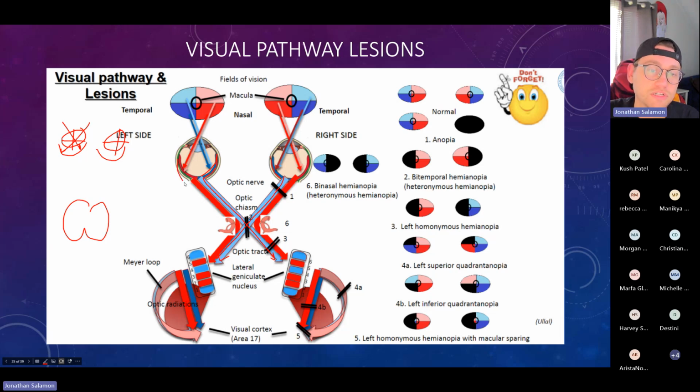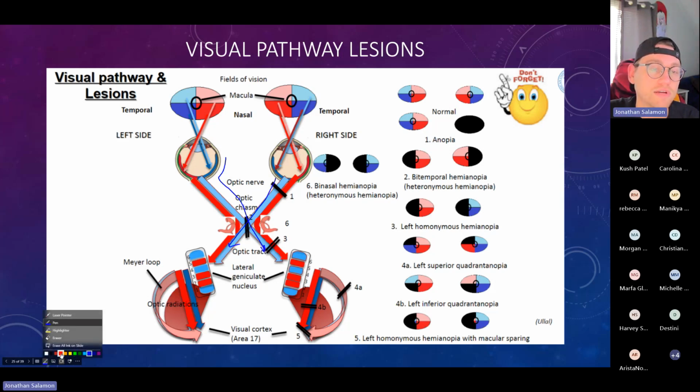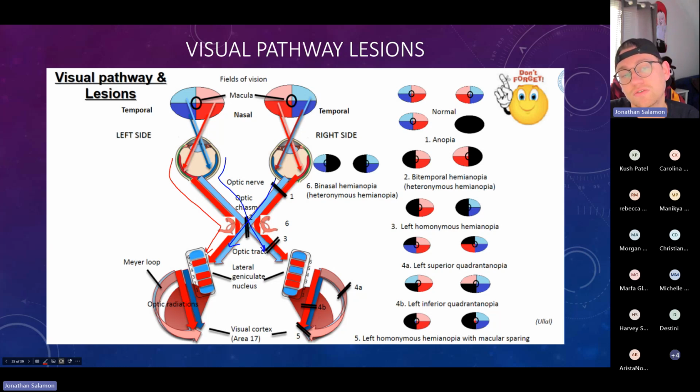From the lateral portion of the retina, I should use a different color. Can I do that? I should fix this. Okay, so from the medial portion of the retina, it crosses immediately at the optic chiasm. From the lateral portion of the retina, it doesn't cross. It kind of sticks to itself, right? It just goes straight.